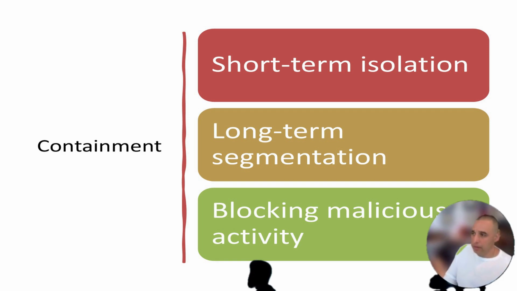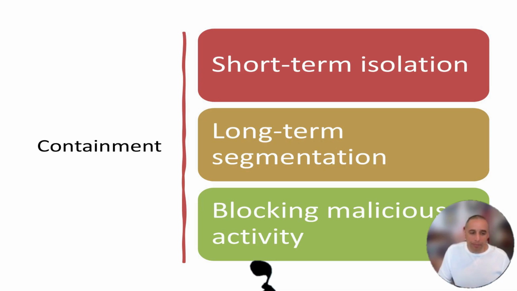Short-term isolation. Short-term containment focuses on immediate action to prevent further damage. This often includes isolating compromised endpoints from the network, disabling accounts showing suspicious activity, cutting off active sessions, locking down affected systems. The goal is speed, not a perfect solution. Short-term isolation buys critical time and prevents the threat from spreading while the investigation unfolds.